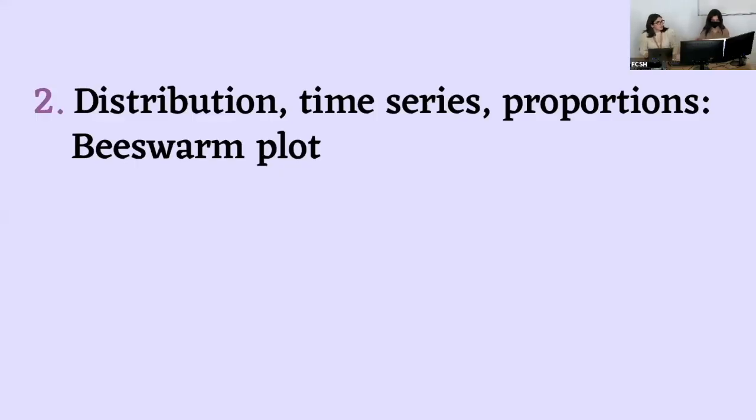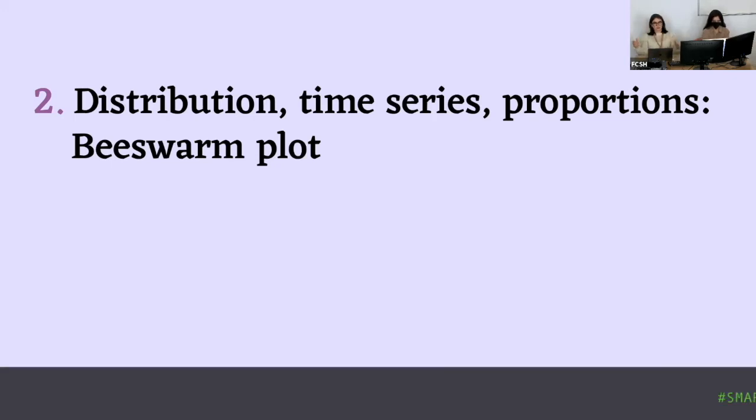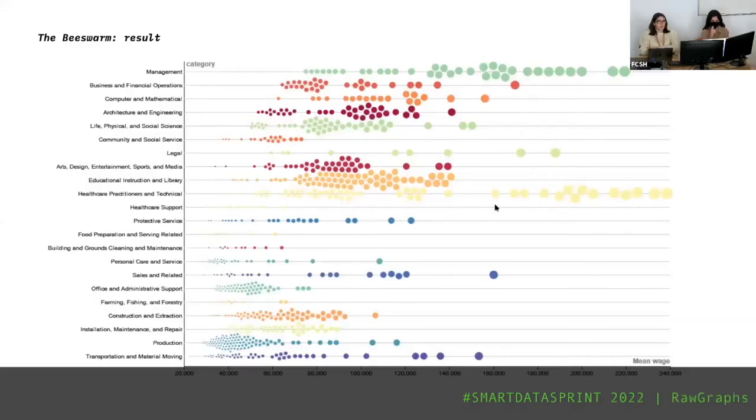Next, distribution, time series, and proportions. This visual model that we'll see now is really useful and easy to build, and also it's useful because it allows us to create a complexity of data in one visual model. So this is what we're going to get together.